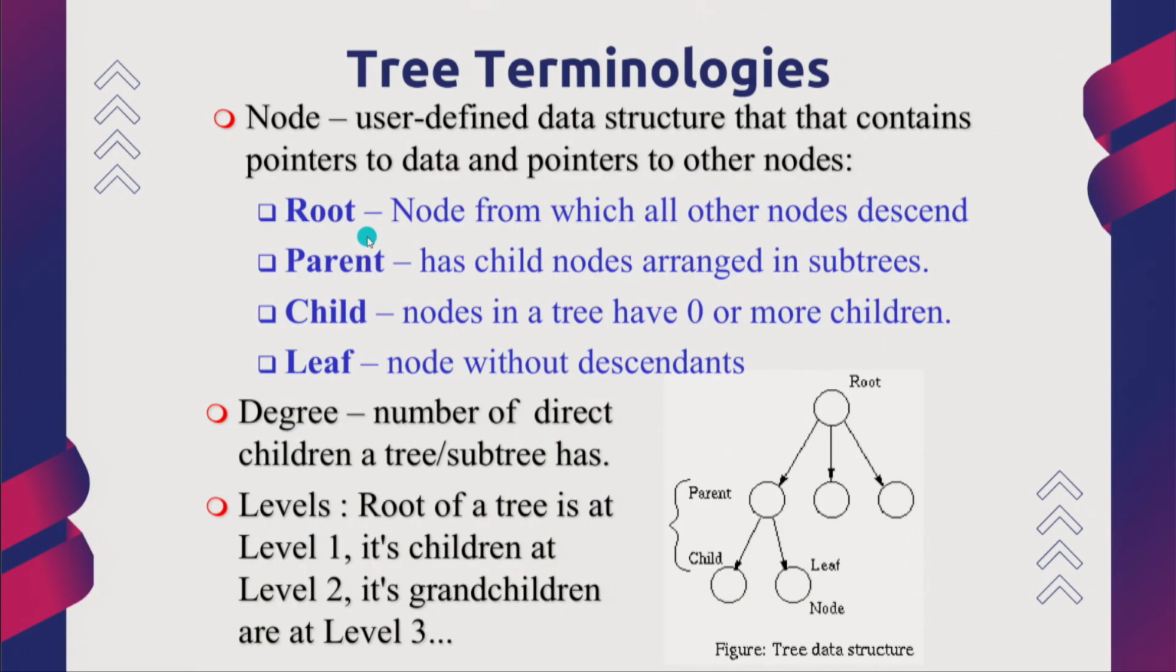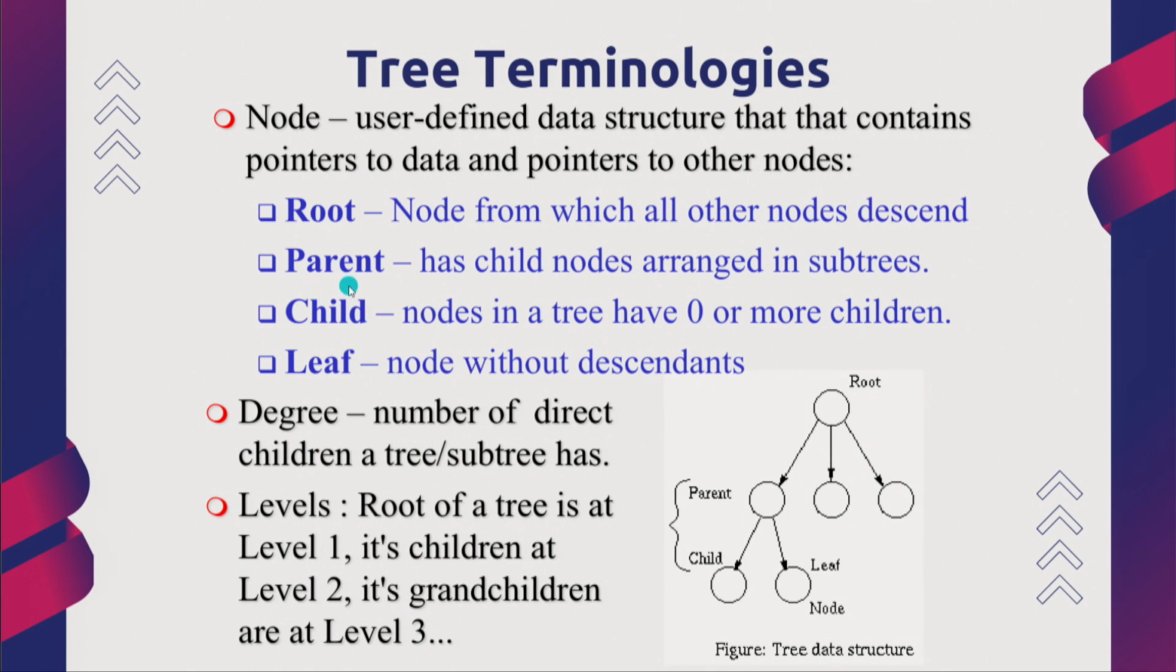And the root node, you know, is the entry point to your tree, and all other nodes, say internal nodes or leaf nodes, are usually descendants of the root node. And you will have a parent child relationship in a tree.